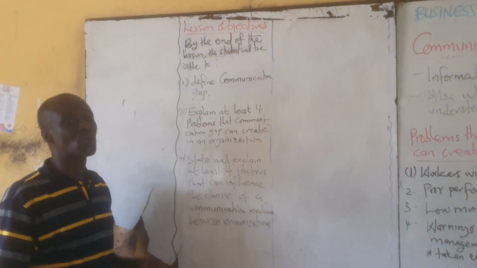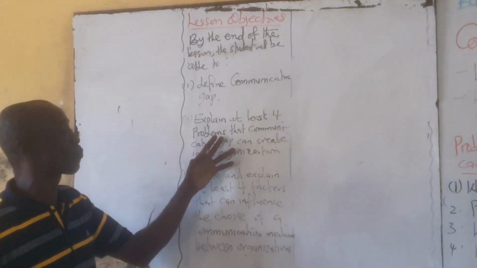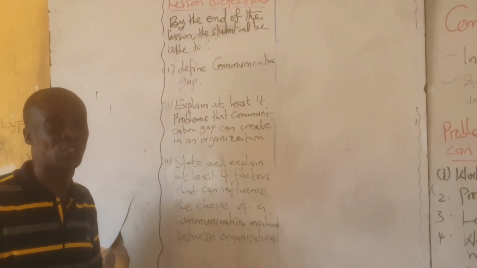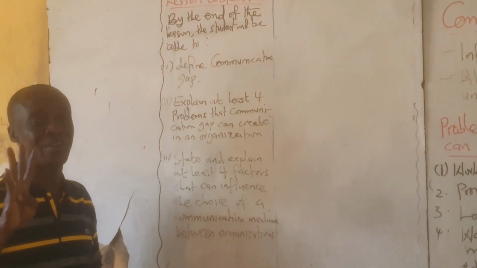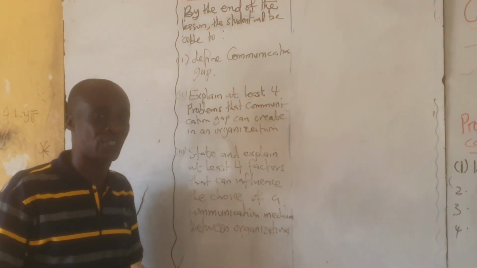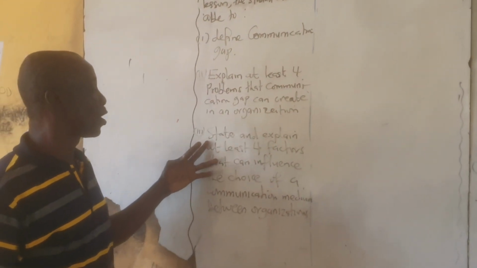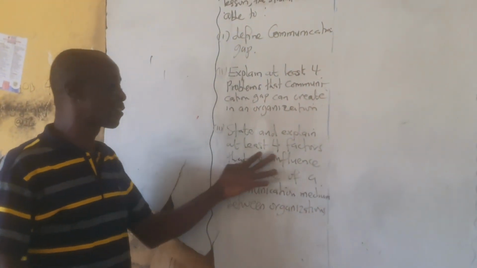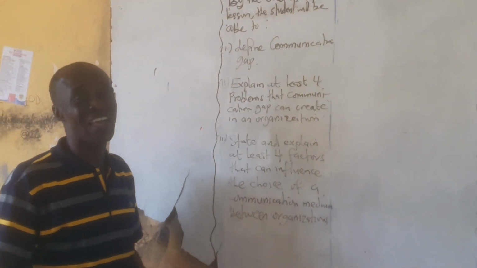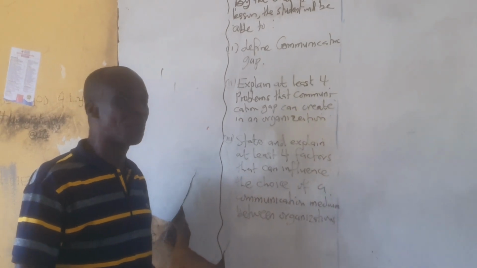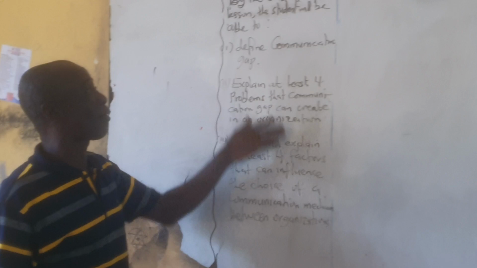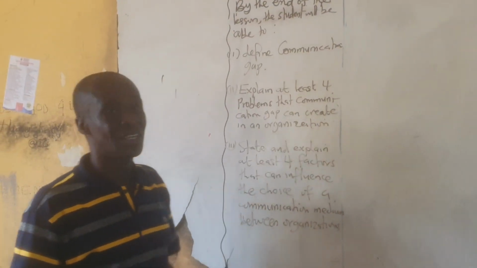Then you should be able to explain at least 4 problems that communication gap can create in an organization. Then you should also be able to state and explain at least 4 factors that can influence the choice of a communication medium between organizations. So that is our objective for today.